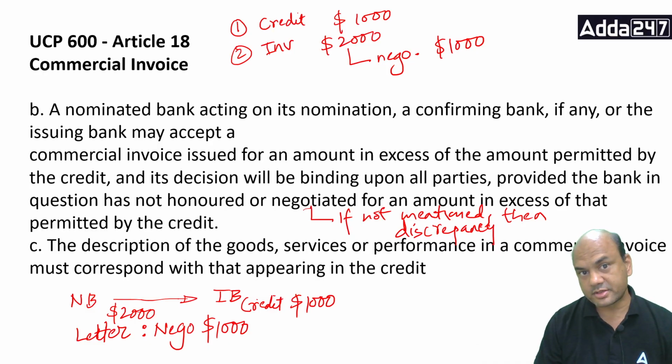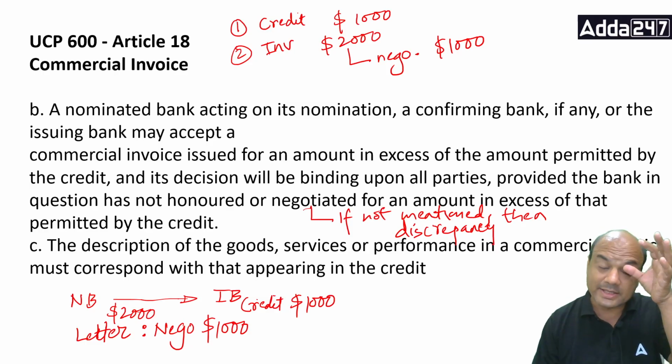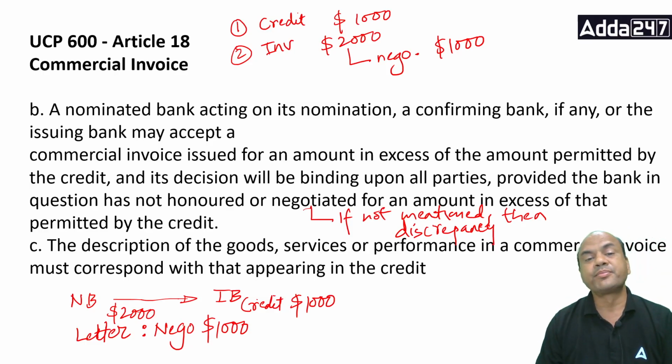This Article 18B is of the utmost importance and one of the most difficult articles. We don't understand this concept. The concept is that the excess invoice of $2,000 can be accepted and it will be binding on all the parties. It means if I am the nominated bank and I've accepted it and send it to the confirming bank, the confirming bank must accept it. The confirming bank sends it to the issuing bank, and the issuing bank must accept it.